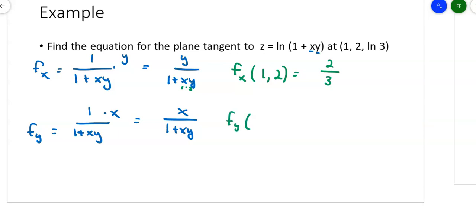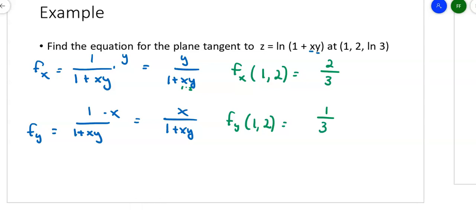The partial with respect to y at (1, 2) is going to be 1 over, not surprisingly, the denominator is the same, because the denominator is the same as the line above it. So I get a third. Right, how does that formula work now?